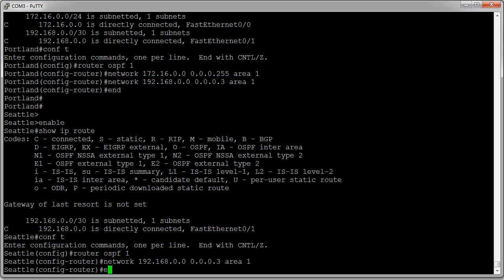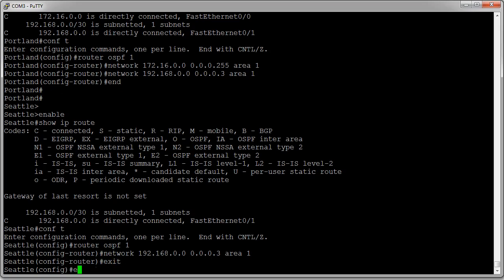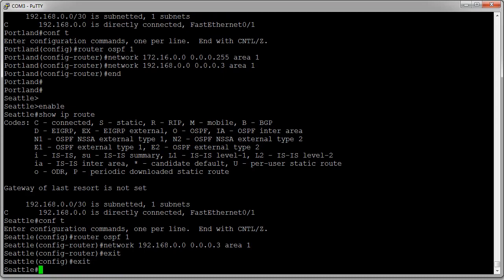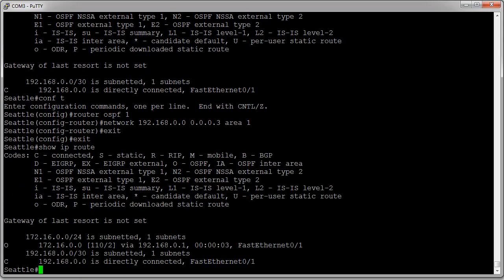So then I just exit out of this, and exit out of here, and I'm back to my regular privileged mode, and I can look at the routing table with the show IP route command. I can see that I have now received an extra route with the O method. O maps up here as OSPF. So O is OSPF.